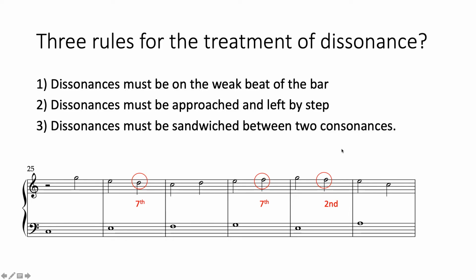And dissonances must be sandwiched between two consonances. And in this case, they are. We've got an octave here and a fifth here. There's a sixth there and a third there and a fifth there. So that's how dissonances are treated correctly. And if you treat dissonance correctly, you end up with a relatively idiomatic sound. Those dissonances feel natural within the phrase or within the bar.